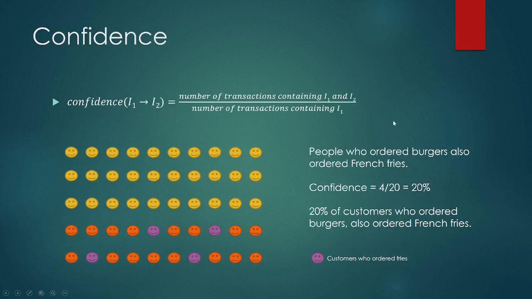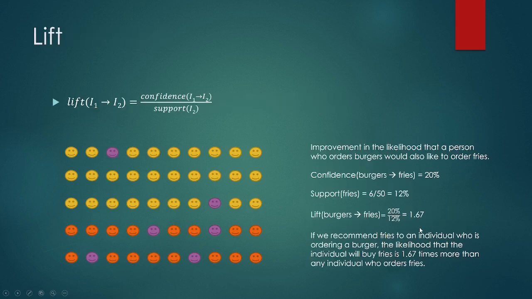Now another concept is confidence. Let's say that in this set of customers, 20 customers bought burgers, and out of those 20 customers, 4 of them bought fries. So the confidence will be 4 by 20, which is 20%. So in this case, 20% of the customers who ordered burgers also ordered French fries.